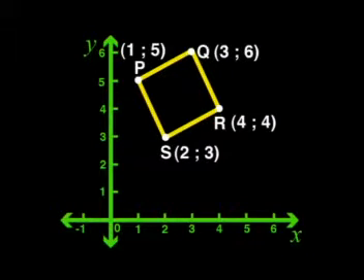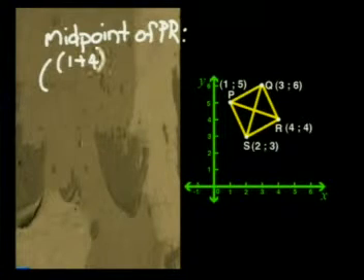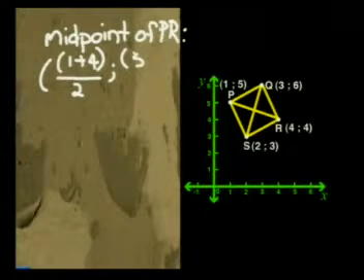Let's start with a sketch. We have plotted all the points we were given and joined them. So the diagonals are PR and QS. Let's start by showing that they bisect each other. Okay, if the midpoint of each diagonal is at exactly the same point, that would show that they cut each other in half. Exactly. So the midpoint of PR will have an x-coordinate of (1 plus 4) divided by 2 and a y-coordinate of (5 plus 4) divided by 2.